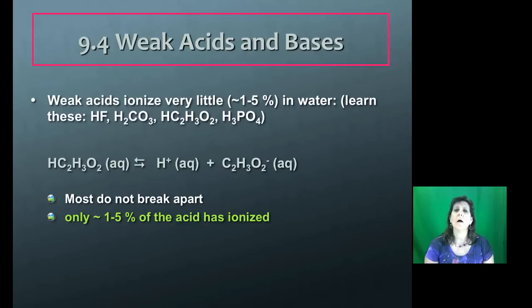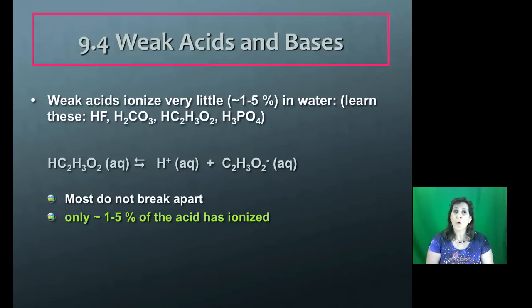Alright, so if we have strong acids and bases, we have weak ones as well. So let's think about what weak means. Well, weak acids ionize very little, just maybe 1 to 5% in water. So most of it stays bonded together. Only a few break apart. Most of them stay together.